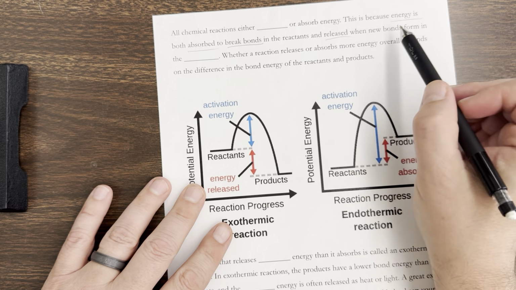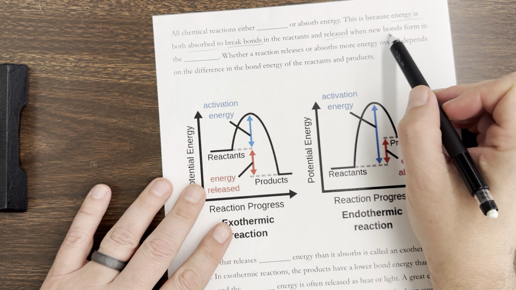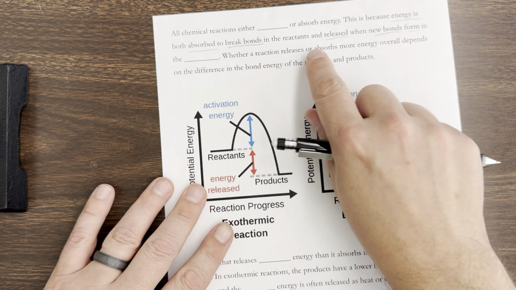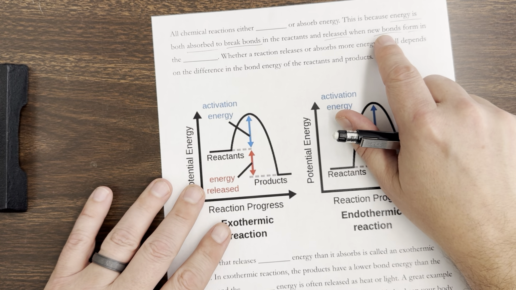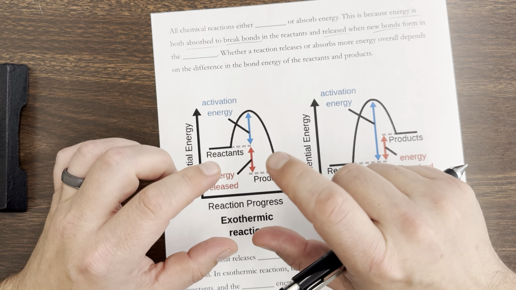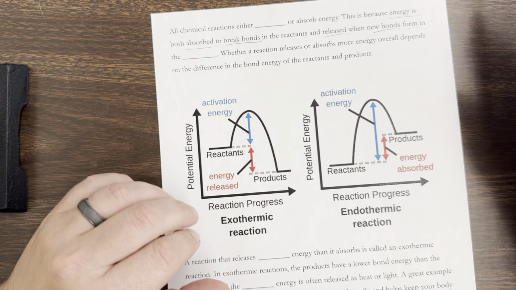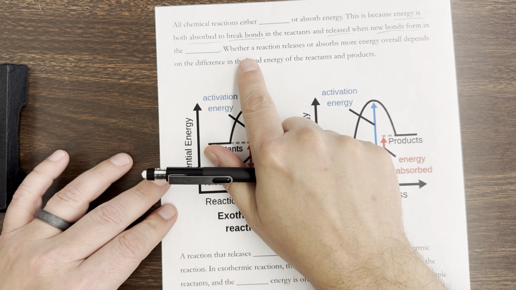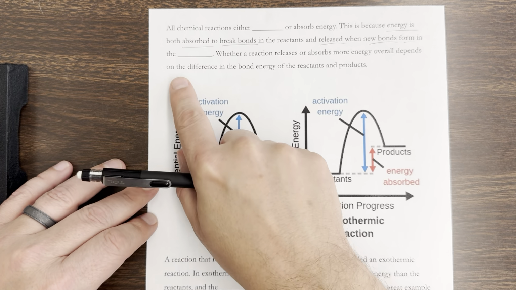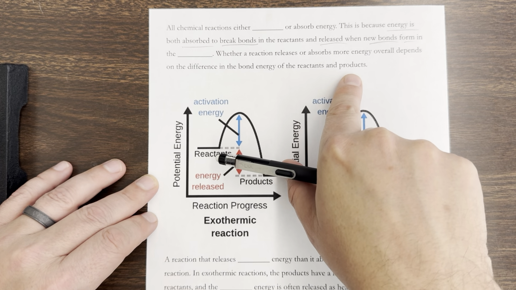And energy is released when new bonds form in the products. So that's weird. We're releasing energy when we make the new bonds because some energy is left over, and that's the energy that's released. Whether a reaction releases or absorbs more energy overall depends on the difference in the bond energy of the reactants and products.